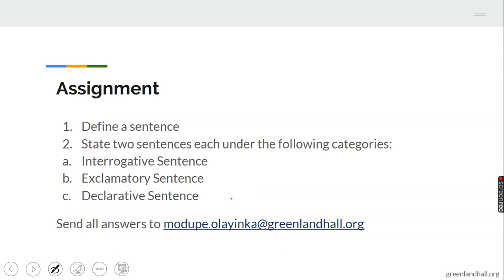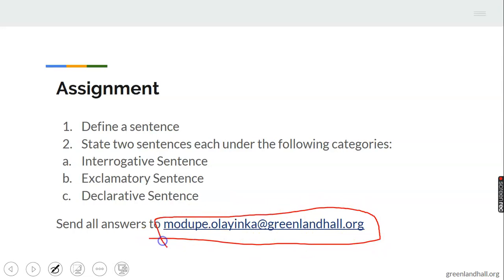Okay. I want you to do this assignment and send it to my email. This is my email here. I want you to do the assignment and send it to my email. You can write it in the paper, snap it, and send it to my email. You don't need to go to the cyber cafe. Just write it in your book at home. Snap it with daddy or mommy's phone and send it to my email. I'll be expecting it today or tomorrow.